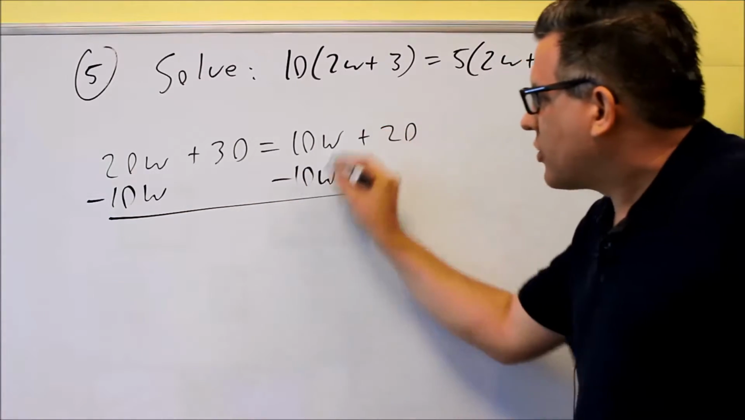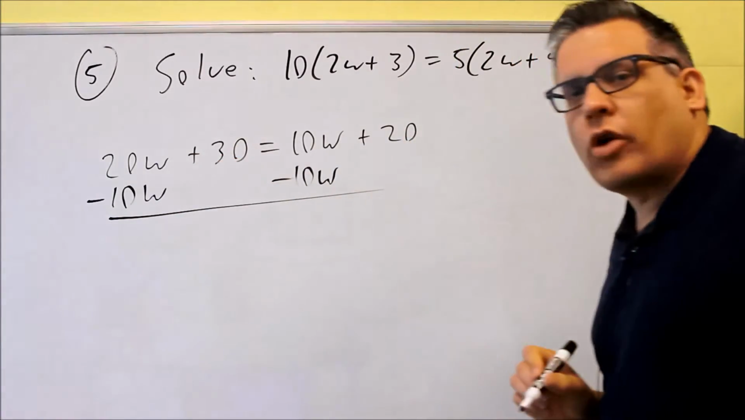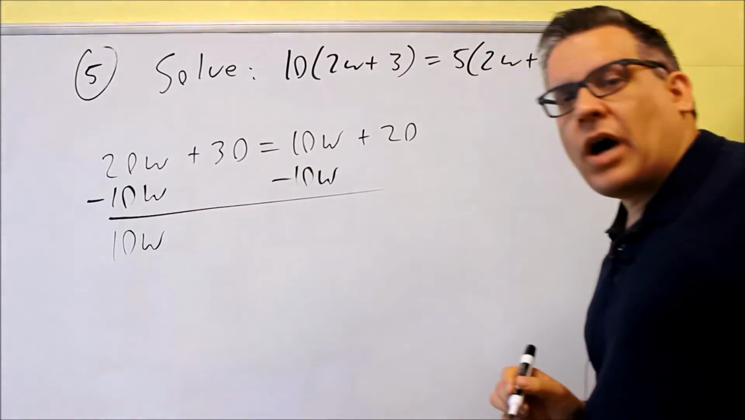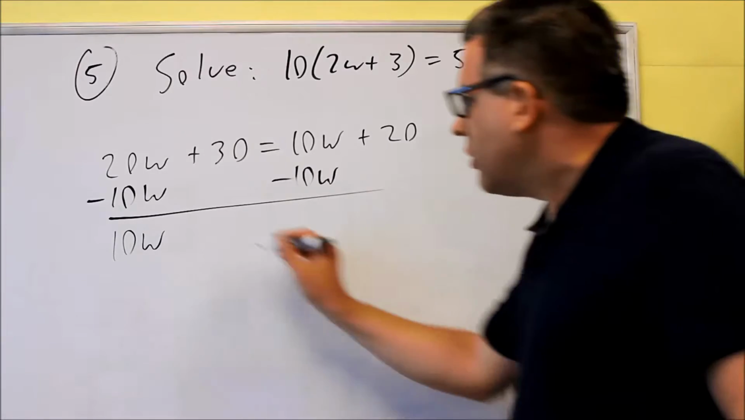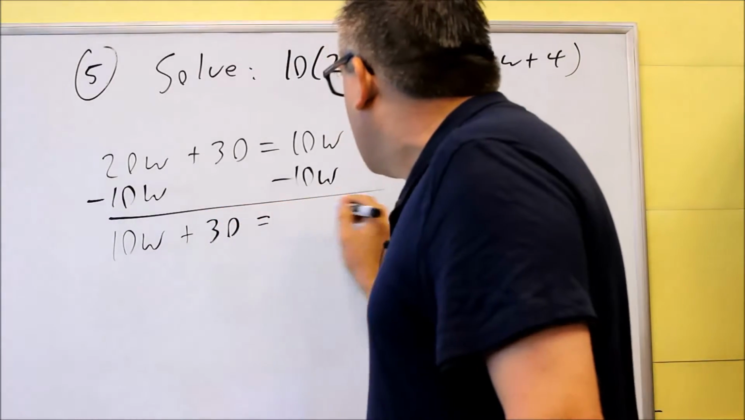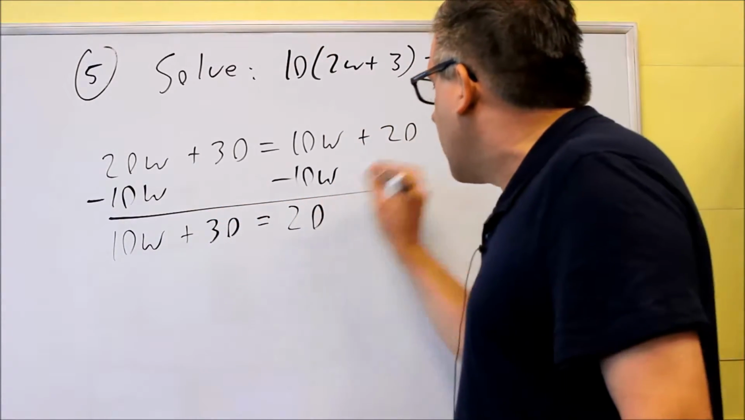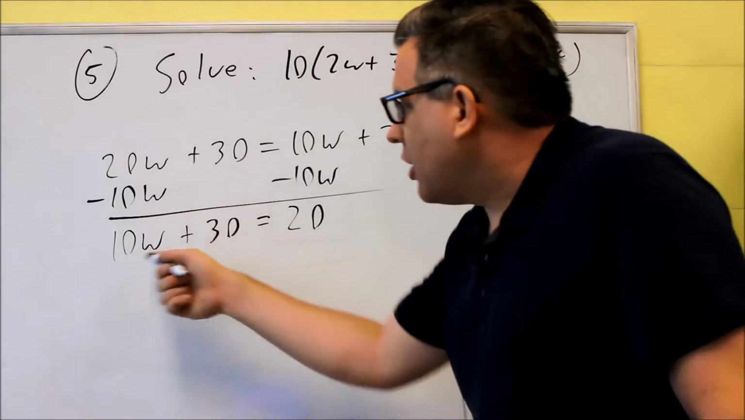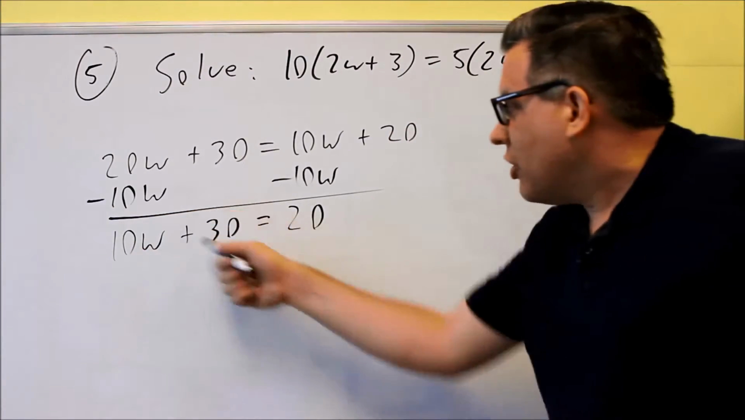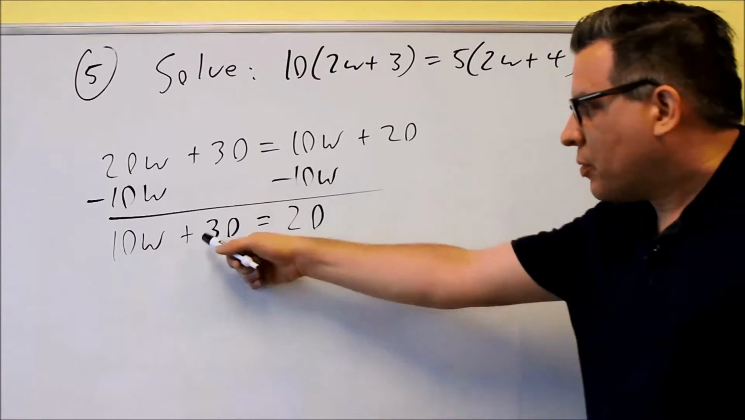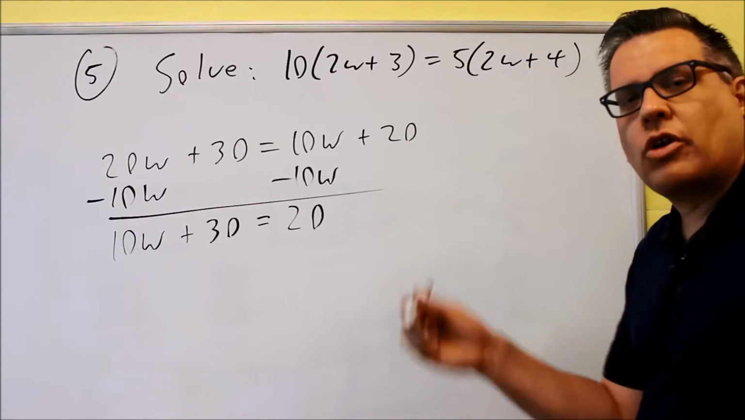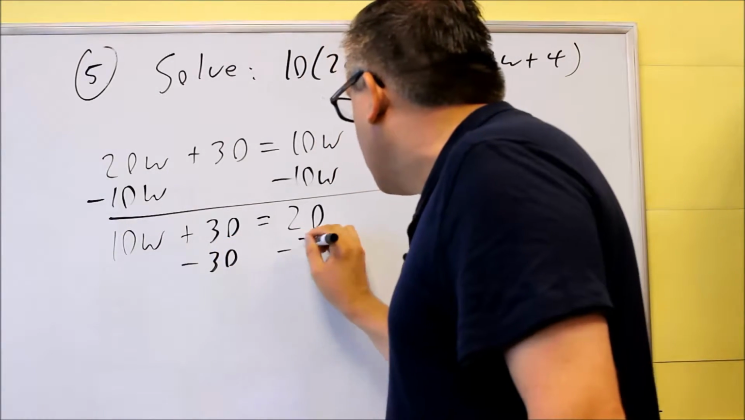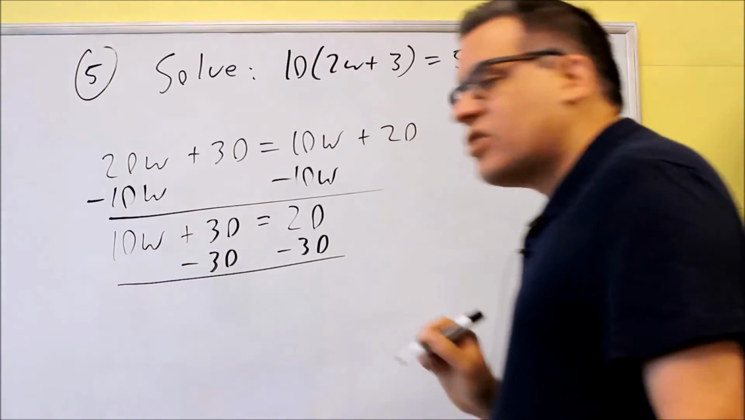Okay. This part's going to cancel, but this one, I have 20 minus 10. It's going to give me positive 10w left over. Then I have plus 30. Now this part's 0, but I still got a 20 over there on that side. Now I want to get the w by itself, so I need to get rid of the 30. There's a plus in front of the 30, so I want to do the opposite operation, which is going to be subtraction. So I'm going to subtract 30 from both sides.